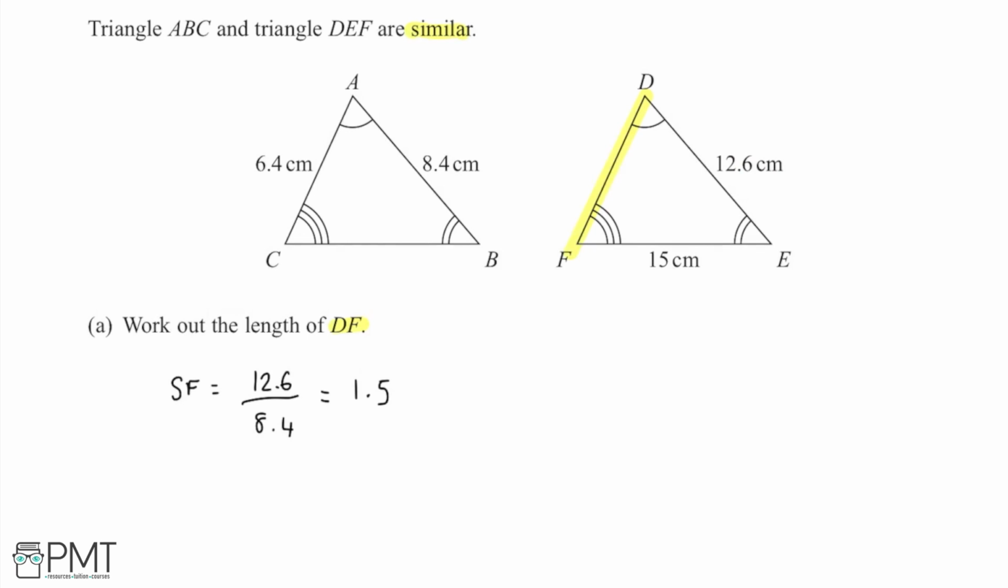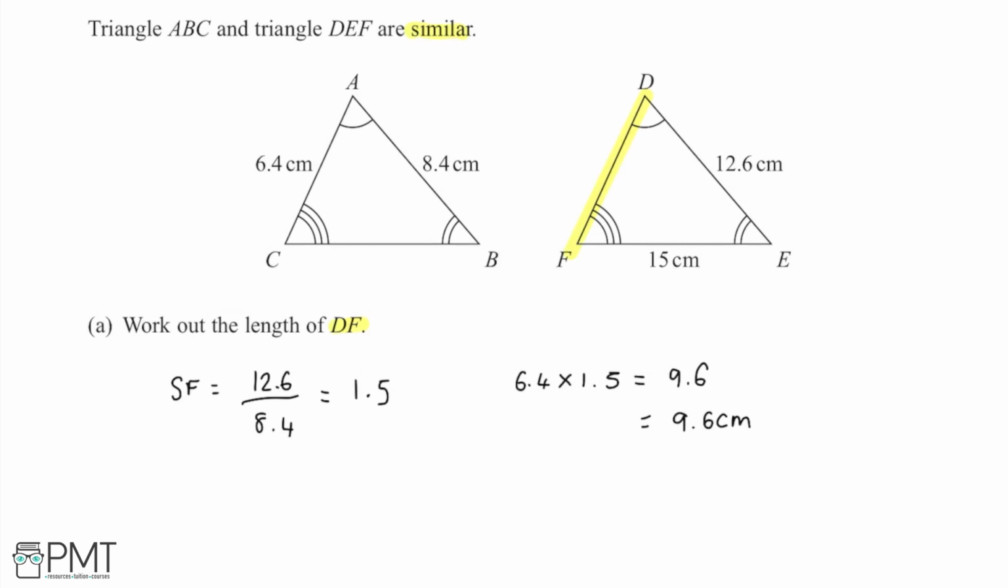Similarly here, if I take the 6.4 and multiply that up by the scale factor of 1.5, I'm going to get the new length of this length here, DF, which is what I need to calculate. So I take 6.4, multiply that by 1.5, and that is going to give me an answer here of 9.6, just using that ratio. So the final answer here is 9.6 centimetres.